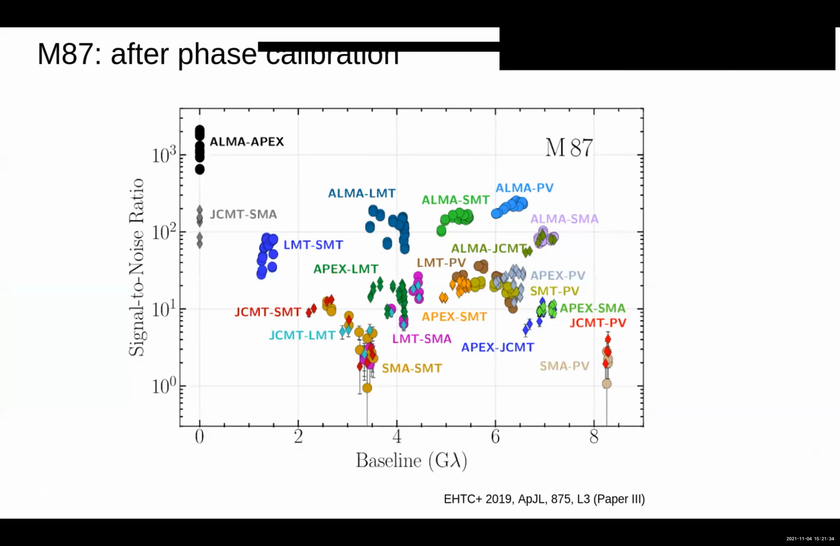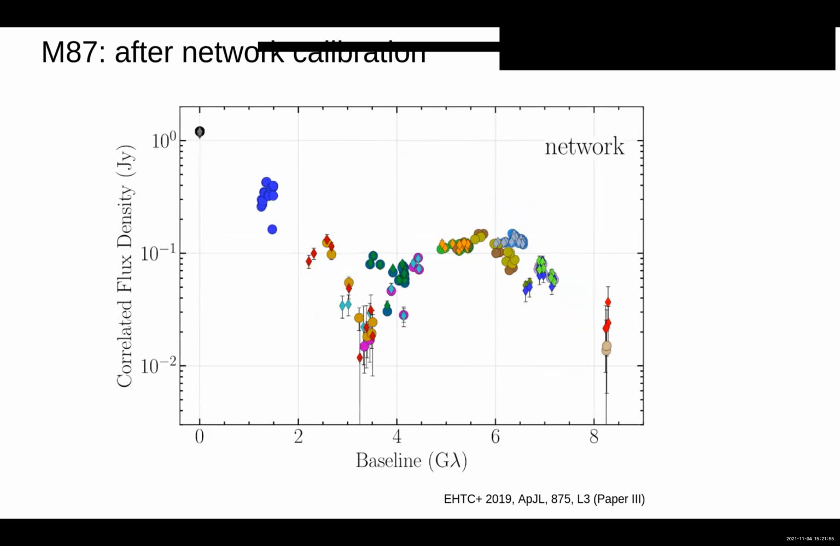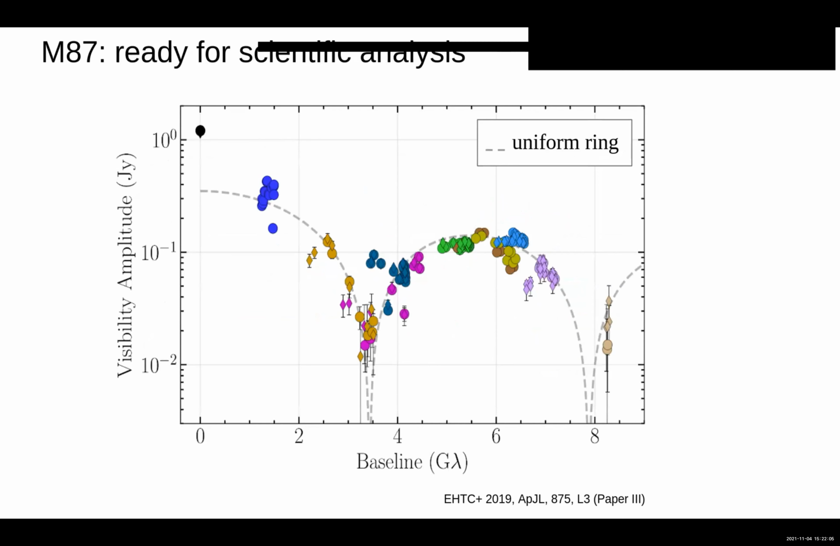Right. So here you see some of the stages of calibration as applied to the M87 data set. You can see here after phase calibration, this is how the signal to noise plot as a function of baseline looks like. And now if I flip through after a priori calibration, it looks already much tidier. And then after network calibration, you can see the differences here. So just to give you a flavor of the kinds of evolutions that these data sets undergo as we go through the cycle. And then once it's ready for scientific analysis, this is then what we're dealing with.